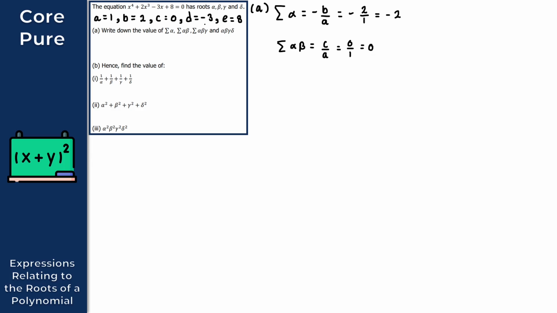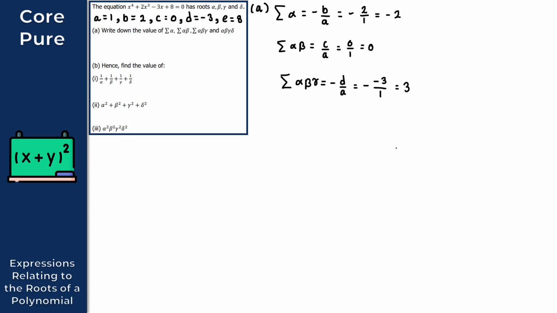Okay, for the third expression here then, this is for sigma alpha beta gamma. Well, that is equal then, in this case, to minus d over a. So minus d over a then, what do we get here? So I get minus 3 over 1, which if we just take care with the signs here, would give us positive 3 here.